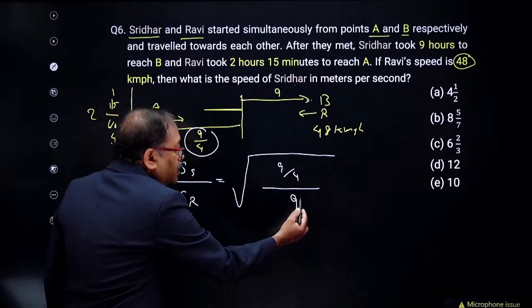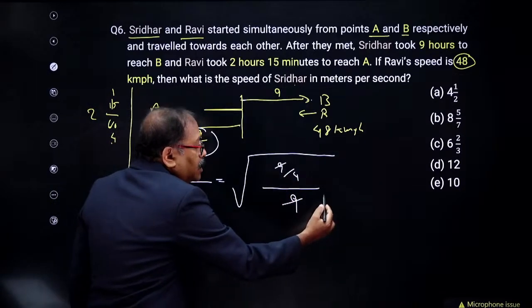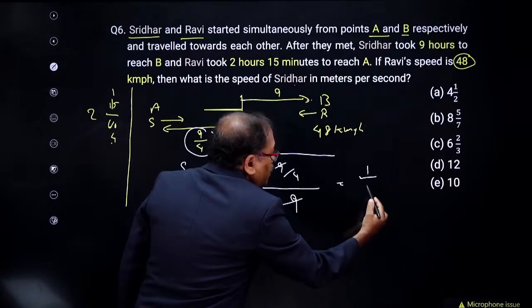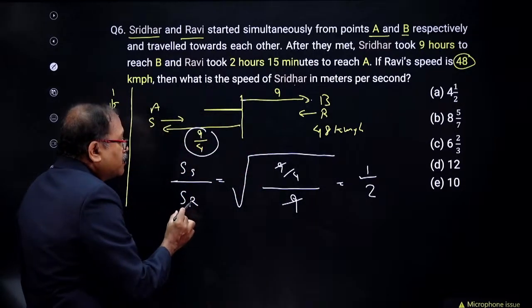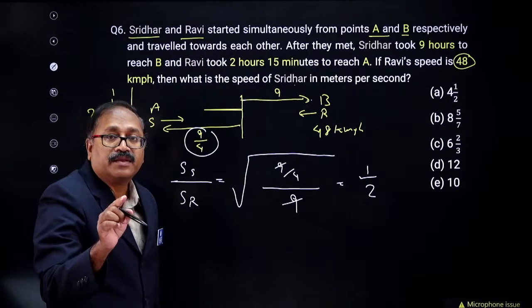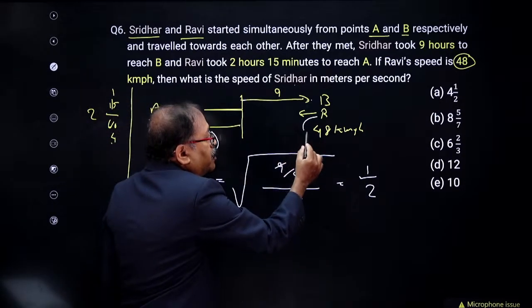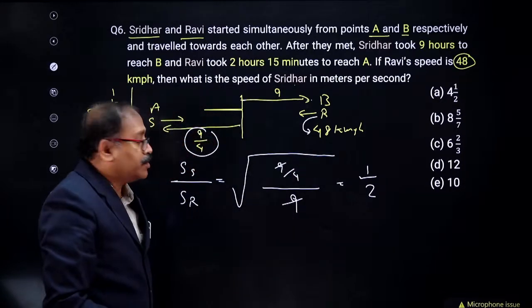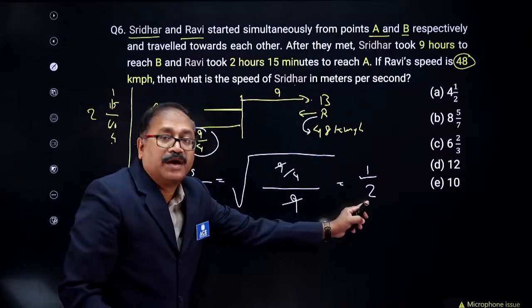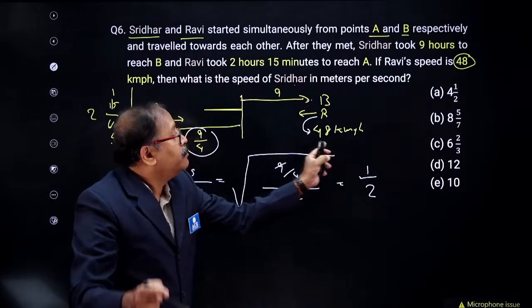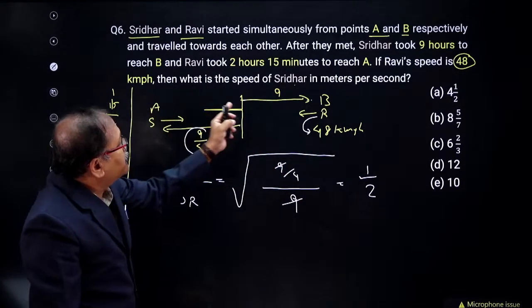So now you can cancel this one. 9 and 9 get cancelled, and square root of 1 by 4 is nothing but 1 by 2. So this is the ratio of the speed of S and speed of R. And you will notice that here it is mentioned that speed of R is equal to 48. The speed of R, 2 parts, is 48. Then 1 part will be how much? 24. But the question is asked in meter per second.